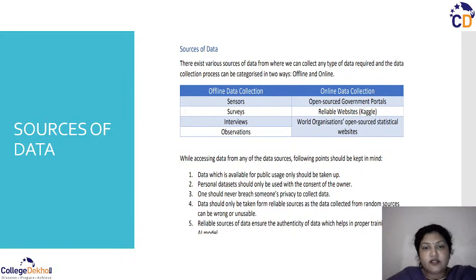sources. Next thing is reliable sources of data ensure the authenticity of data, which helps in proper training of the AI model. If you are taking a data set which is unreliable and you are training the model with such kind of data, whether your machine is going to predict the correct output? No. Why? Because first of all, it is not a reliable source. Maybe it is not relevant. So there are a number of points that need to be taken while you are using or downloading the data, right?